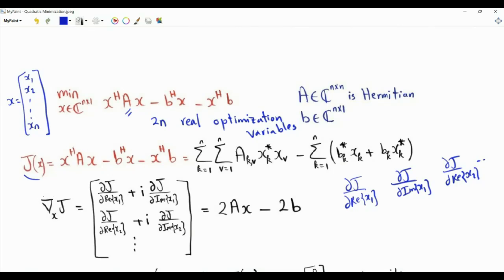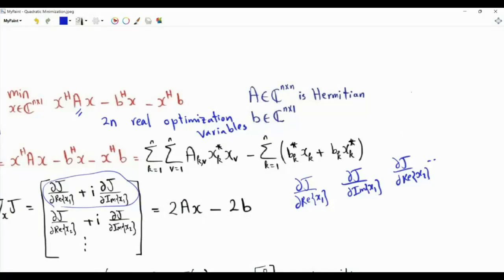So if we take this gradient vector and equate it to the all 0 n-dimensional vector, then we are equating each component to 0. And if we have a complex quantity and we equate it to 0, it means that the real part must be equal to 0 and the imaginary part must be equal to 0.